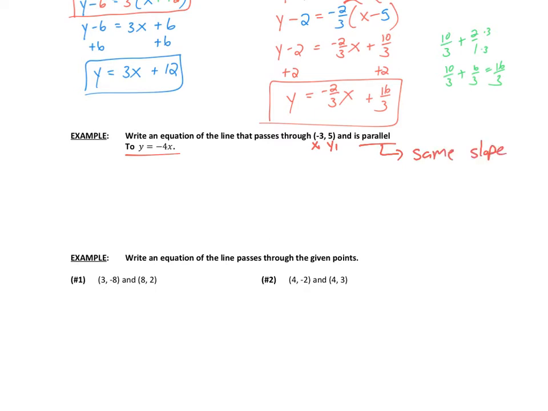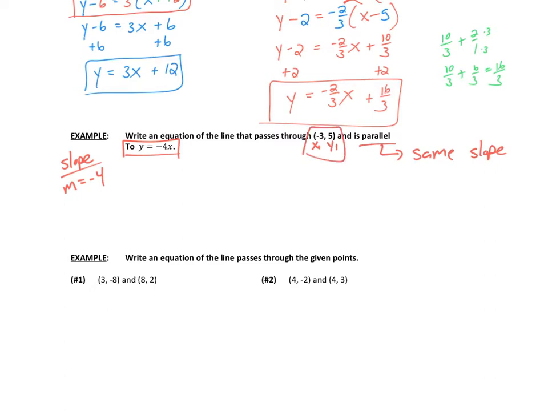So it has the same slope as this equation. What is the slope of this equation, if it's y equals negative 4x? So the slope for this one is m equals negative 4. Okay, so we got our slope. We have our x1 and we have our y1.